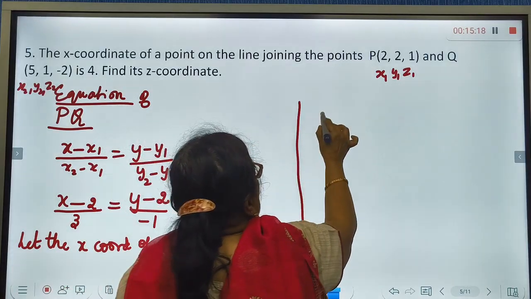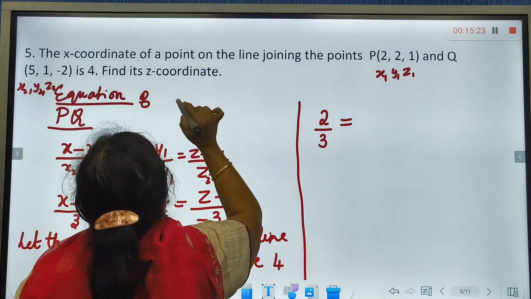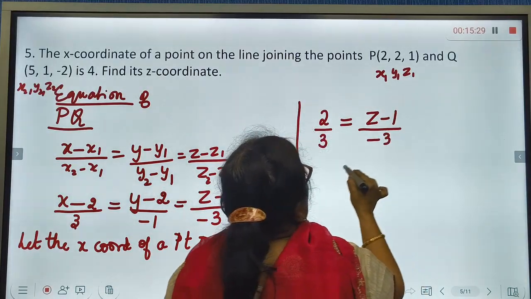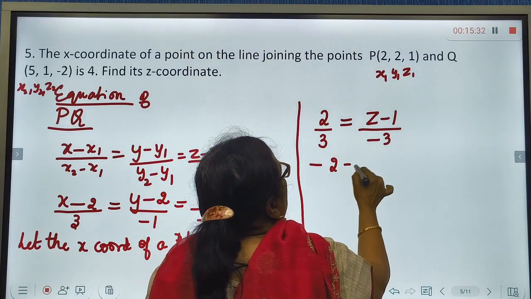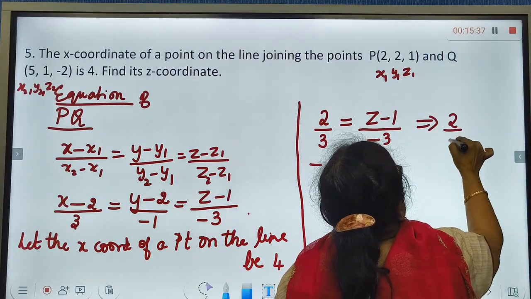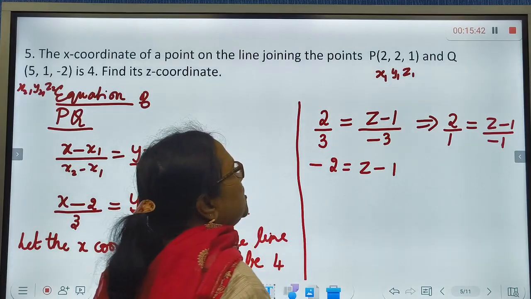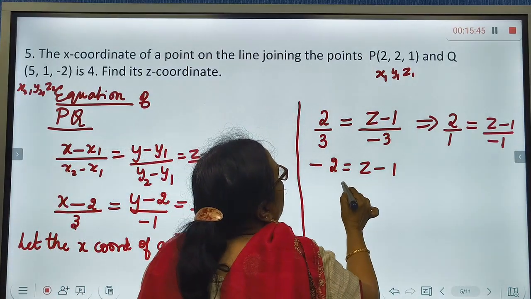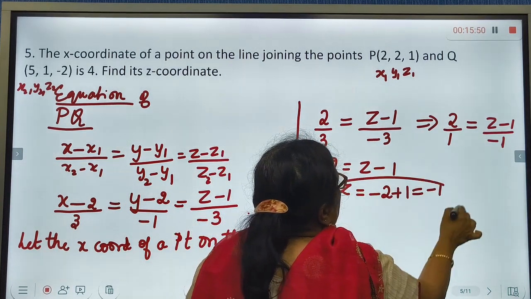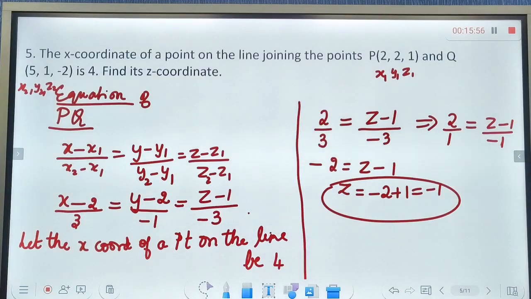Replacing x by 4, 2 by 3 is equal to... I want to find the z coordinate, so I am going to equate it with z minus 1 by minus 3. So minus 2 equals z minus 1. Dividing throughout by 3, this is equivalent to 2 by 1 equal to z minus 1 by minus 1. So z minus 1 is minus 2, so z equals minus 2 plus 1, which is minus 1. So when the x coordinate of a point is 4, the z coordinate is minus 1.